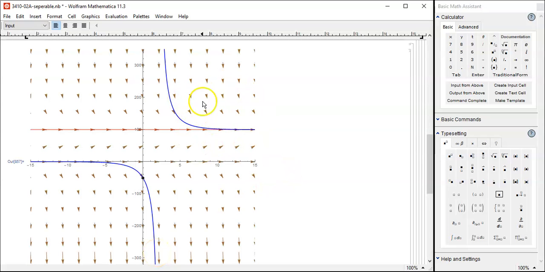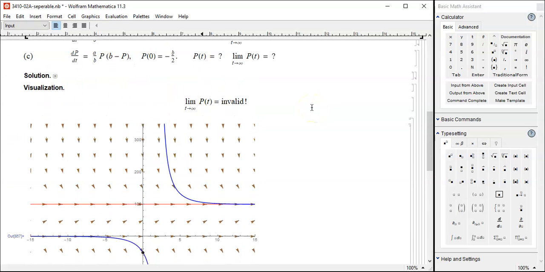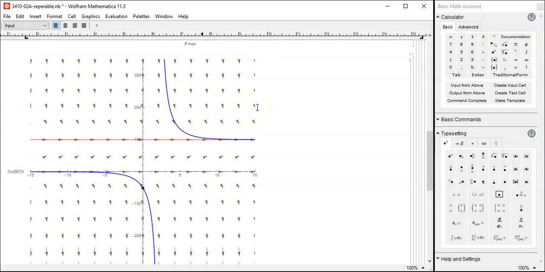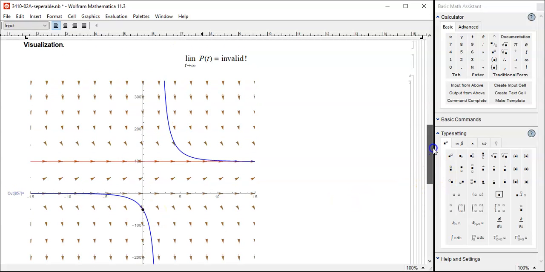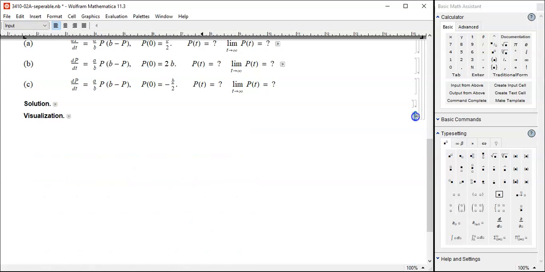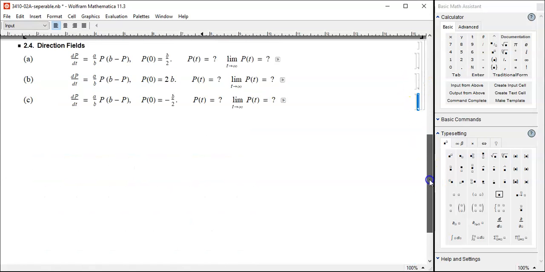And how about this part? This part is completely unrelated. So this limit is invalid because we cannot go to infinity. Before going to infinity, the system goes down to the pit. So everything breaks down before going over to infinity.